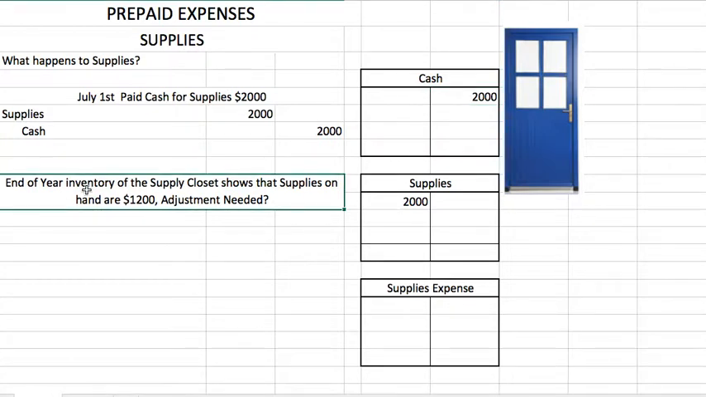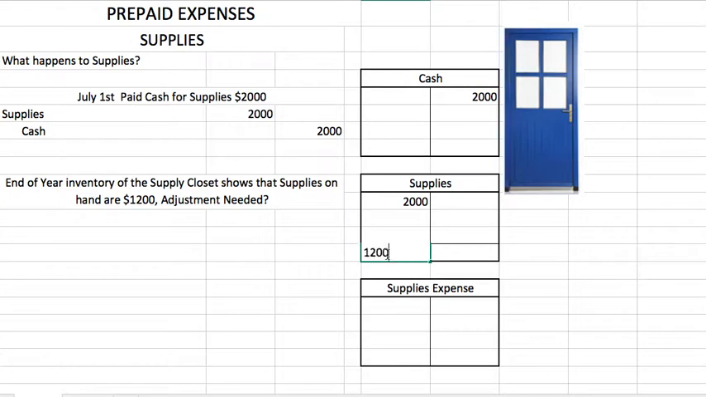At the end of the year, we took an inventory of that supply closet and we noticed that the supplies on hand are $1,200. Well, when you total out a T account, you always draw a line at the bottom and then you balance it out. And here it tells us there are supplies on hand of $1,200. So now let's evaluate this T account. Well, did it go up or down? It went down. It actually went down by $800.